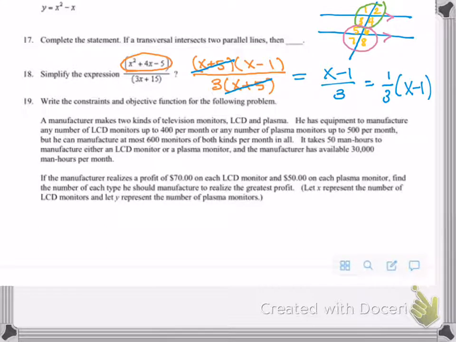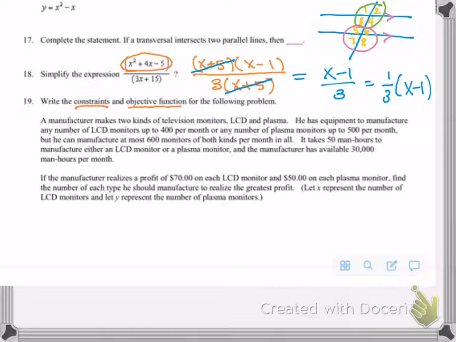This is one that we did in our very first unit of this course, and it's a linear programming problem. It's lots of words, but there are two things this problem asks you for. It asks you for the constraints, and it asks you for something called the objective function. The objective function is an equation that summarizes the whole problem and helps us figure out the answer to our question.